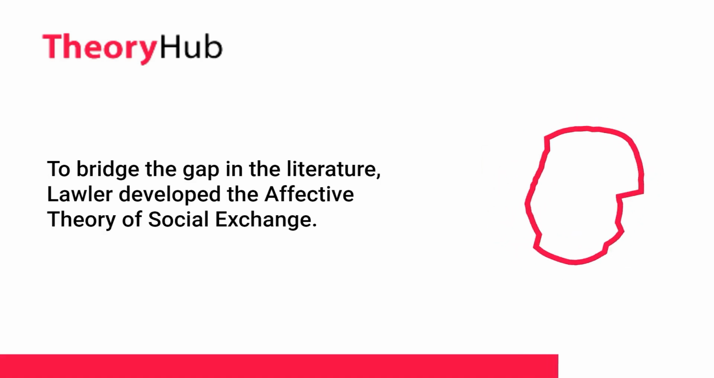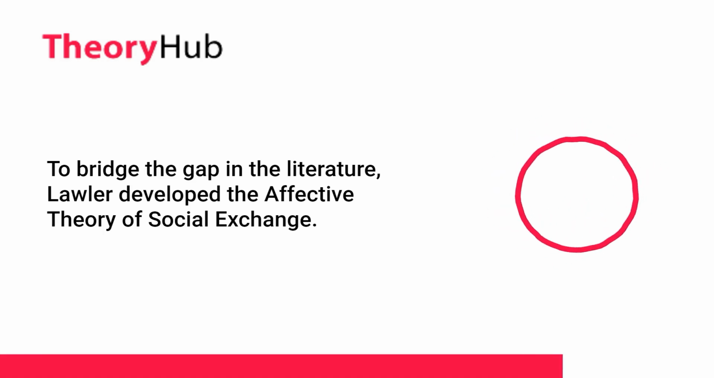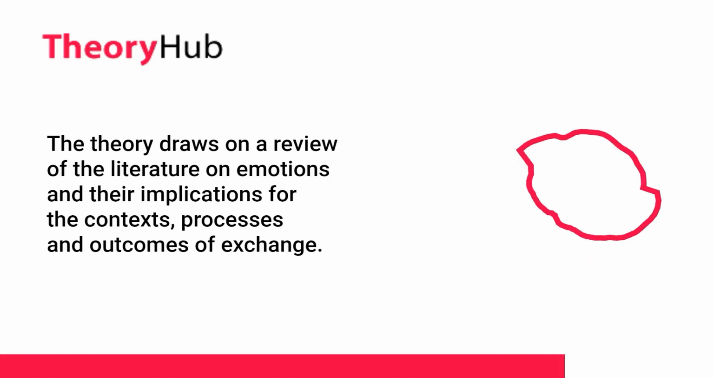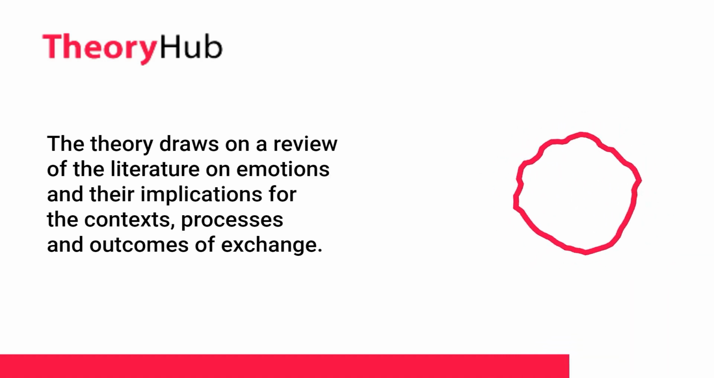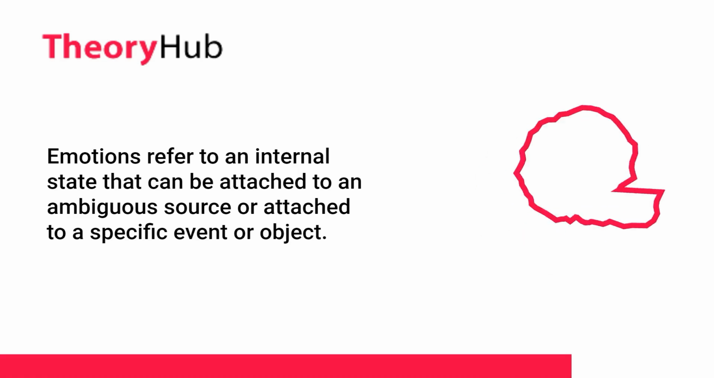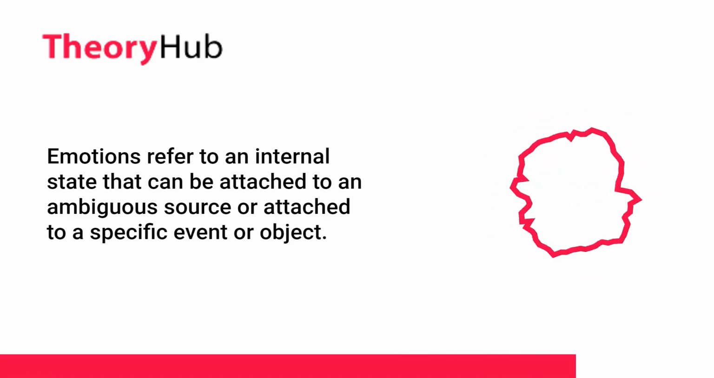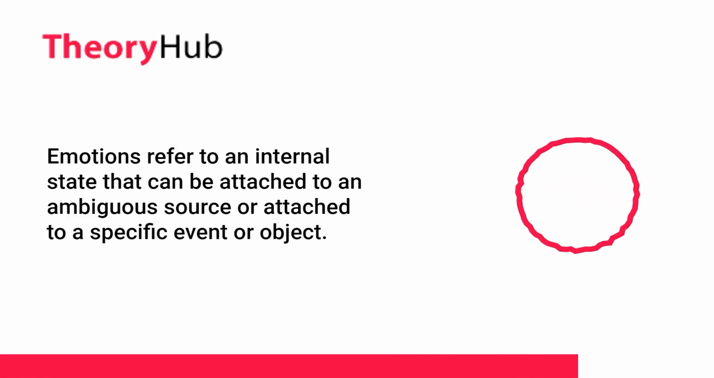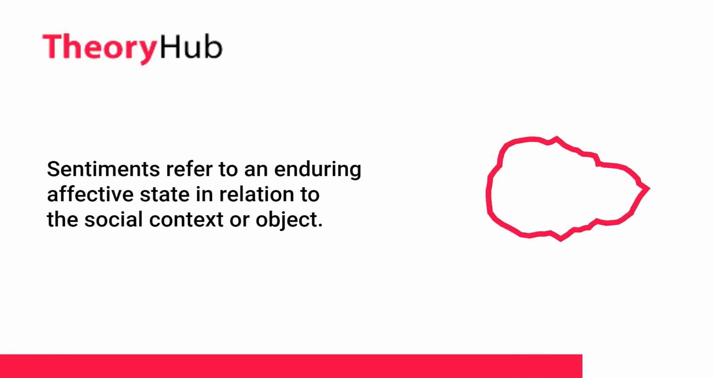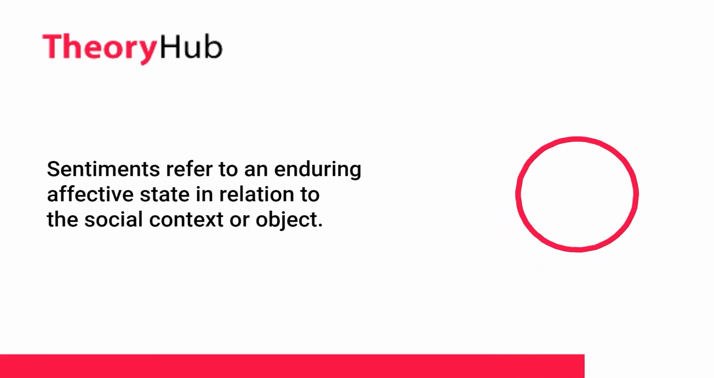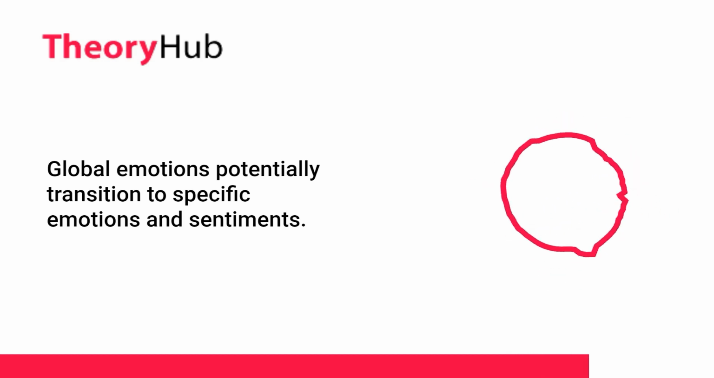To bridge the gap in the literature, Lawler developed the affective theory of social exchange. The theory draws on a review of the literature on emotions and their implications for the contexts, processes, and outcomes of exchange. Emotions refer to an internal state that can be attached to an ambiguous source or attached to a specific event or object. Sentiments refer to an enduring affective state in relation to the social context or object. Global emotions potentially transition to specific emotions and sentiments.